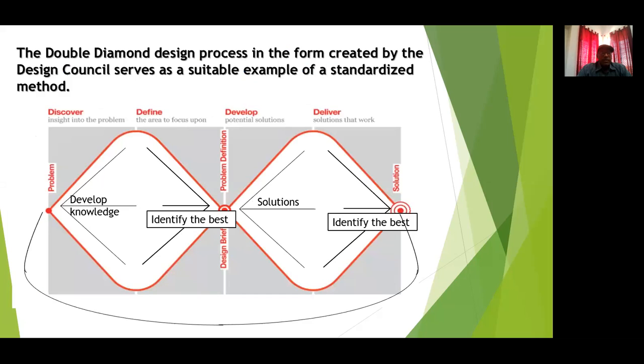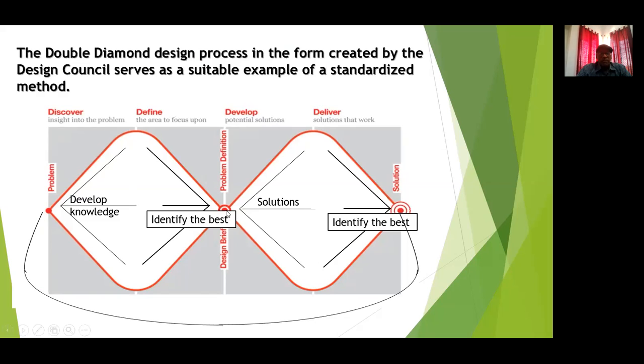Here, a sample graphical approach is shown. The first phase is discover. You understand the problem, identify its variants, and generate as many variants as possible with respect to the problem. This is called divergence. You get potentially many definitions for that problem environment. After that, you identify the best one you are going to solve. It is called convergence, and we call this point the problem definition or design brief.